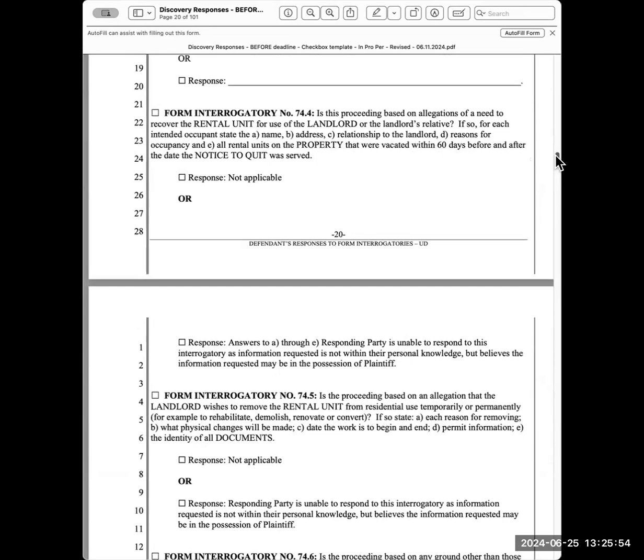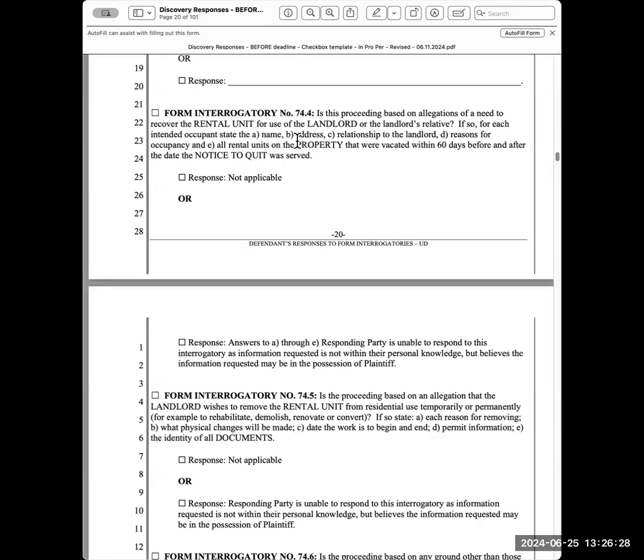Form Interrogatory 74.4. Is the proceeding based on allegations of a need to recover the rental unit for use of the landlord or a landlord's relative? If so, for each intended occupant, state the name, address, relationship to the landlord, reasons for occupancy, and whether all rental units on the property were vacated within 60 days before and after the date the notice to quit was served.